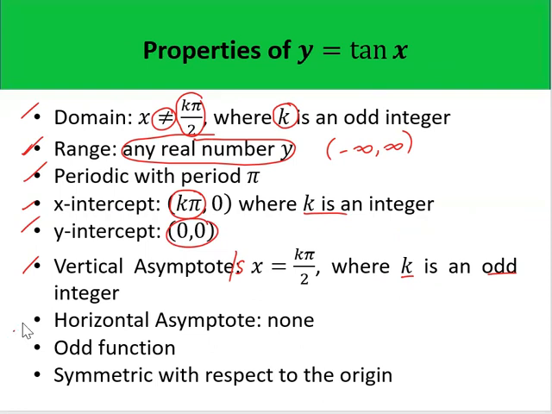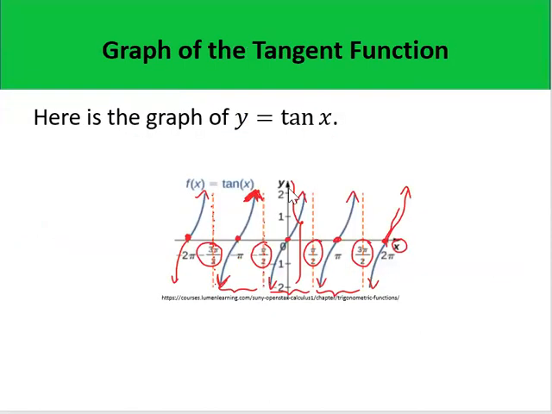Now the tangent function doesn't have a horizontal asymptote, and it is an odd function, which means that tangent of negative x is equal to the negative of tangent x. And it is symmetric with respect to the origin, because if we fold the graph along the y-axis and then followed by a fold at the x-axis, the graph will just overlap.